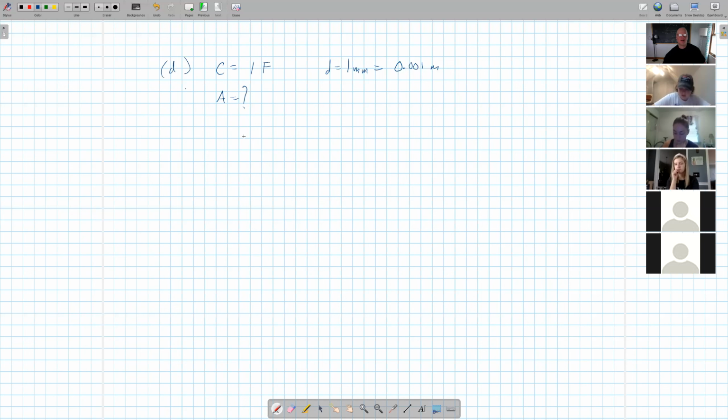Well, since it's a parallel plate capacitor, we know the capacitance is equal to epsilon naught times the area divided by the distance, which means my area is equal to the capacitance times the distance between the plates divided by epsilon naught. So that is 1 farad times 0.001 meters, divided by epsilon naught, which is 8.85 times 10 to the minus 12 coulomb squared per newton meter squared. Plugging in my values, the area required is about 10 to the 8th meters squared.